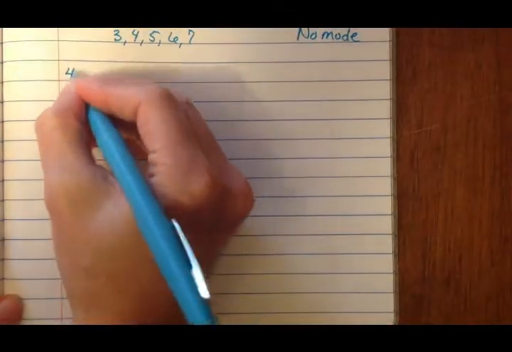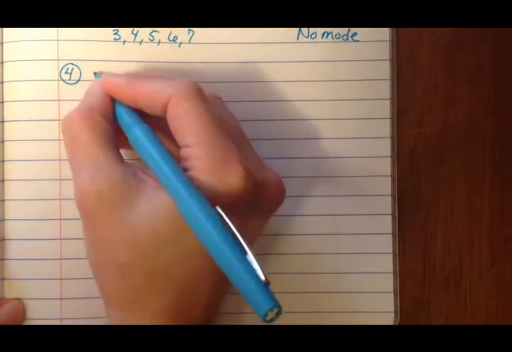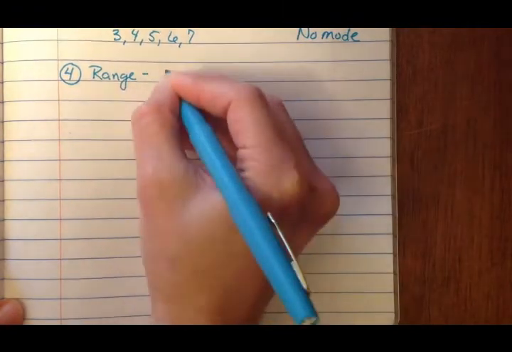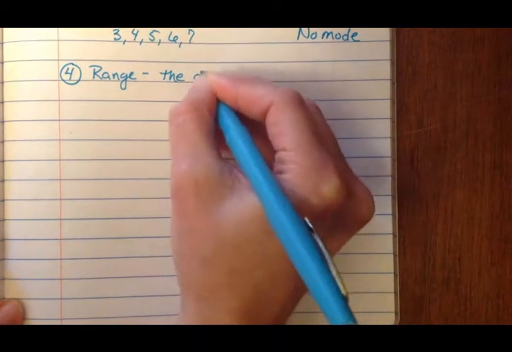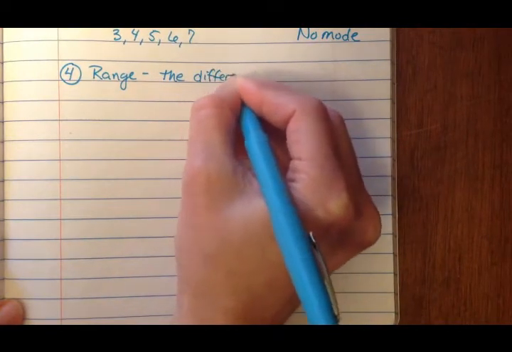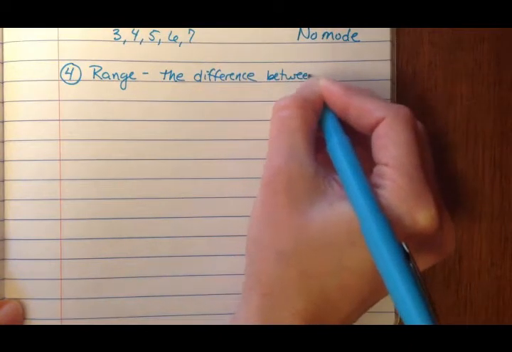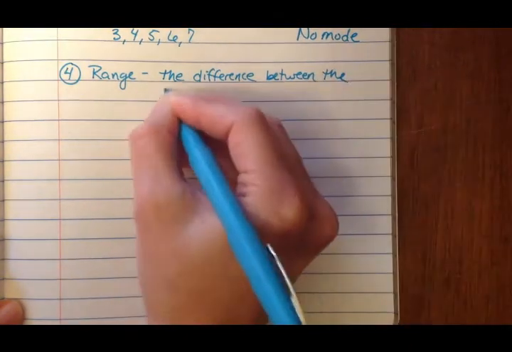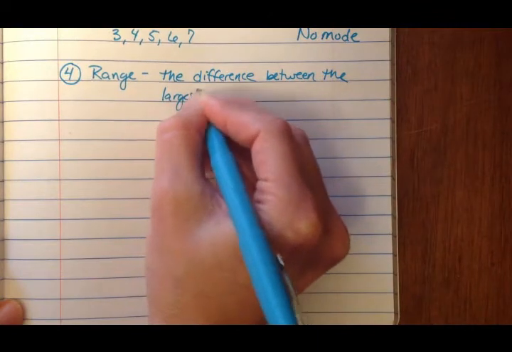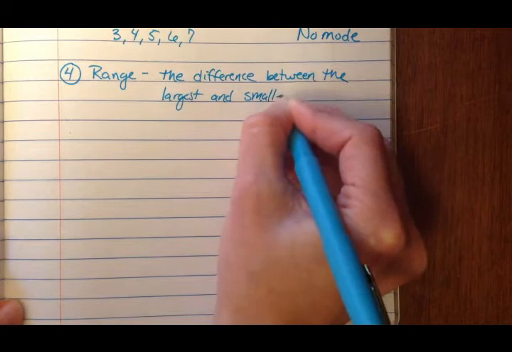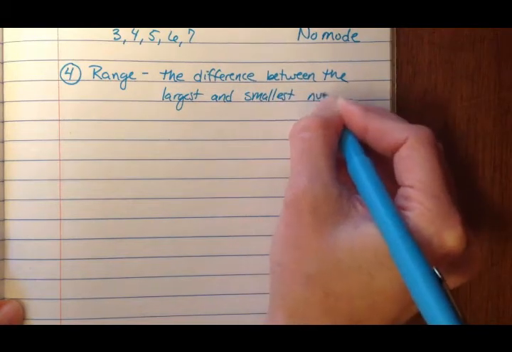And the last definition that we will write down for this school year in the 6th grade is range. The range definition is the difference between the largest and smallest numbers.